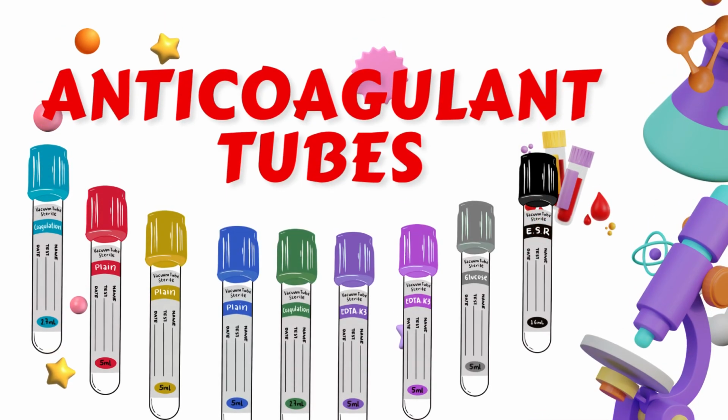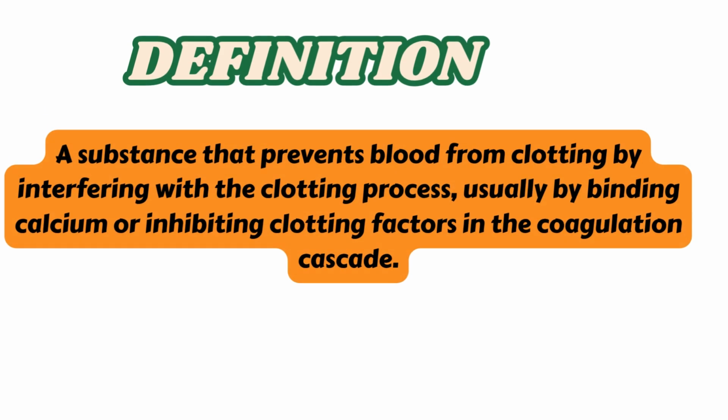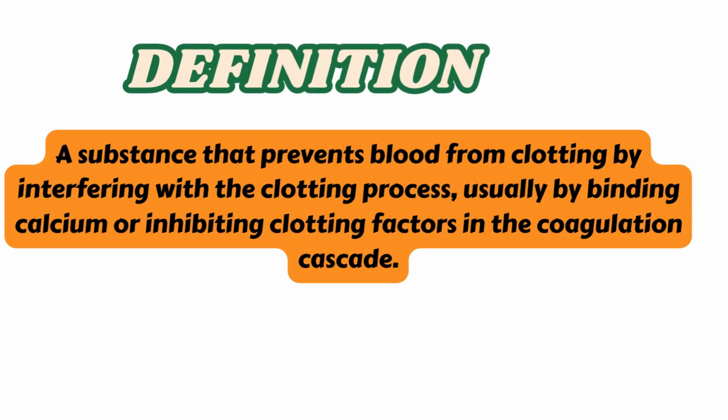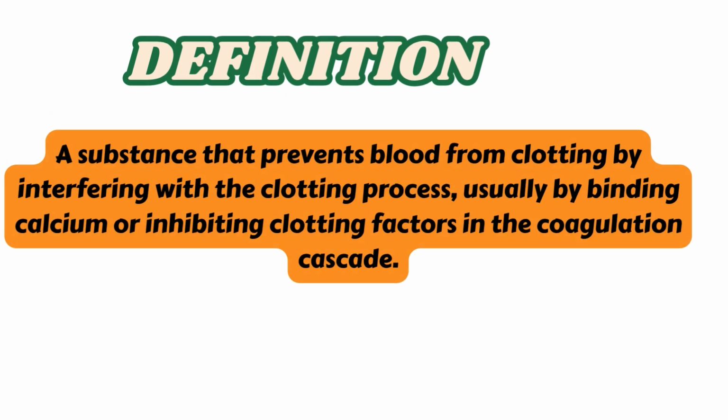Anticoagulant tubes. Anticoagulant is the chemical substance that prevents blood from clotting by interfering with the clotting process, usually binding calcium or inhibiting clotting factors in the coagulation cascade.